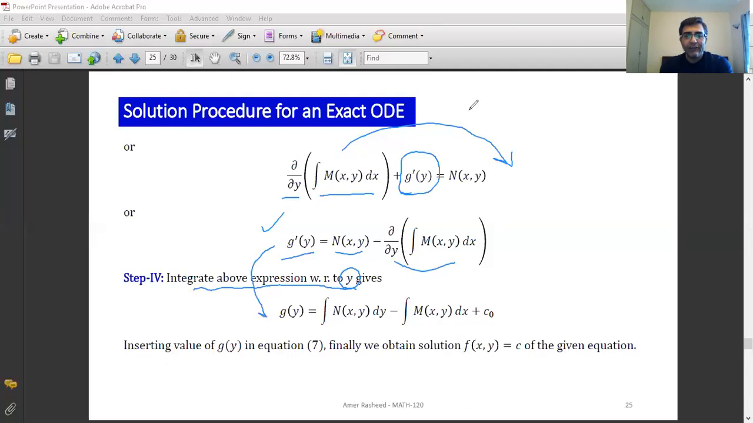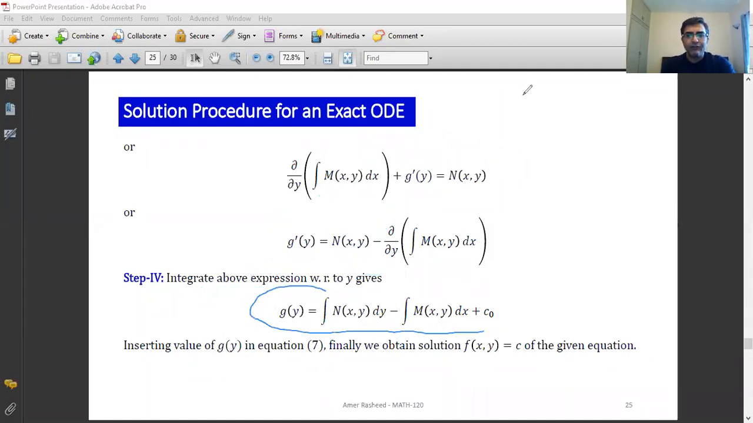When we integrate on the left hand side, the derivative will be cancelled, and we get the integral of n of xy dy. And here we take the derivative of the integral with respect to y, so the derivative of the integral will be cancelled, and we are only left with the integral of m of xy dx plus a constant of integration. Now this is the value of our g of y, which was needed.